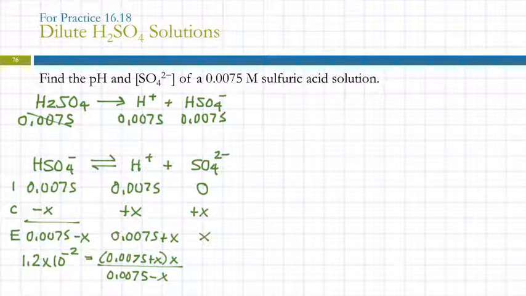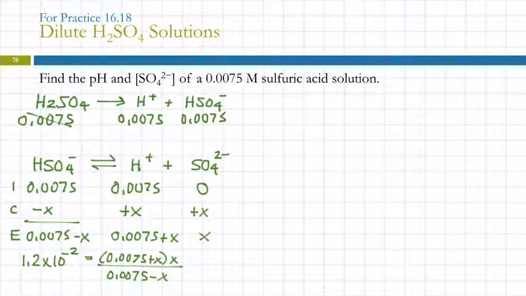So if we do the x-is-small approximation, we're going to have the same thing happen that happened in the previous example. We lose the plus x, we lose the minus x. These numbers cancel out. x ends up being 1.2 times 10 to the minus 2. Is that small relative to 0.0075, 7.5 times 10 to the minus 3? No, it's actually larger. So that's not going to work, right? So we cannot use x as small.